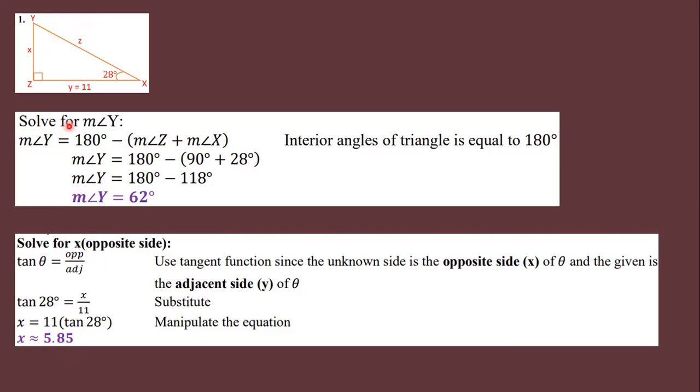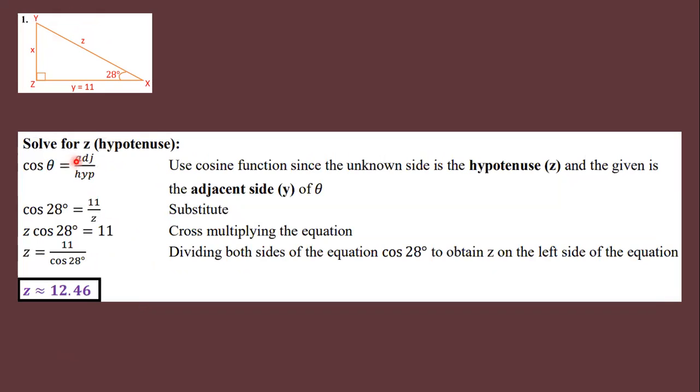We already solved for x. How about for z? We are now ready to solve for z. Solving for z, or the hypotenuse side, we use the cosine function since the unknown side is the hypotenuse z, and the given is the adjacent side y of theta. This is the most convenient way to solve z, because I already have my theta, which is 28 degrees, and my adjacent, which is 11.